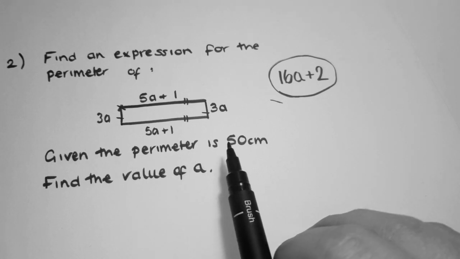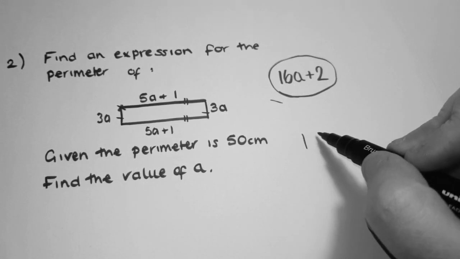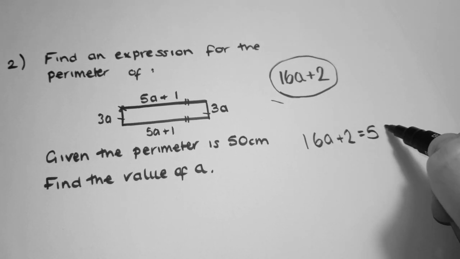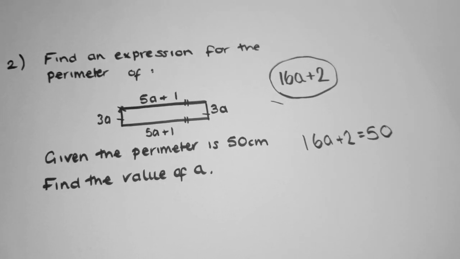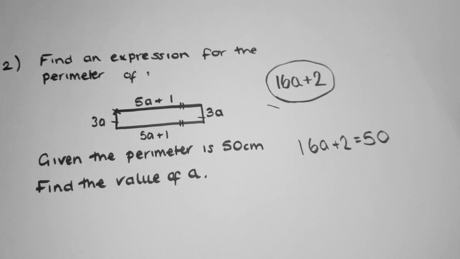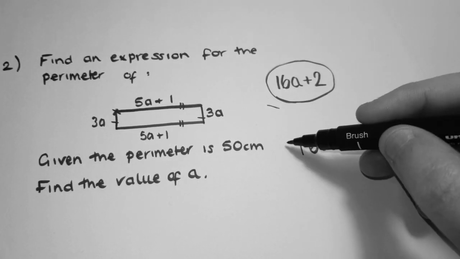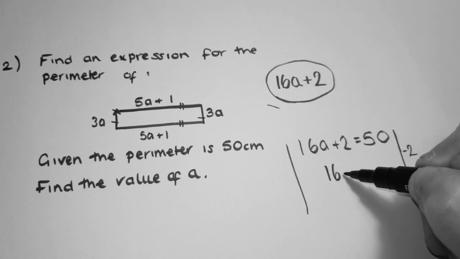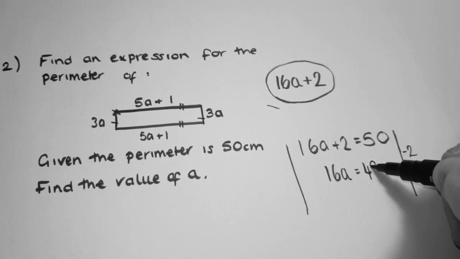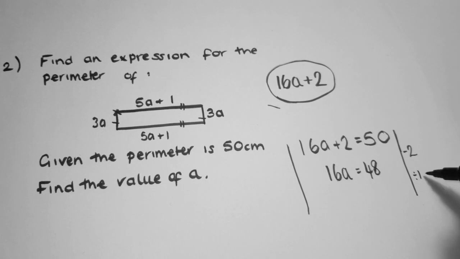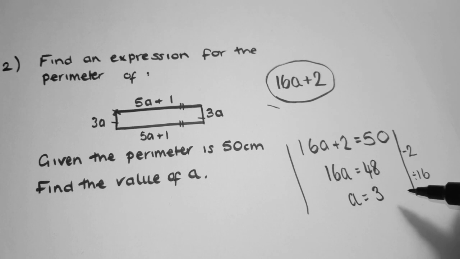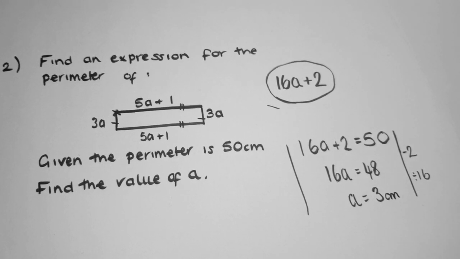Right, given that the perimeter is 50, find the value of A. Well, if I know that the perimeter is 16A add 2, I also know that the perimeter is 50, then those two things have to be equal to each other. Which means lines down the side, and we're just going to solve. To get rid of the add 2, we subtract 2. So 16A equals 48. And then to get rid of the 16, we divide by 16. A equals 3. And that's it, because it's all in centimetres. A is 3 centimetres.